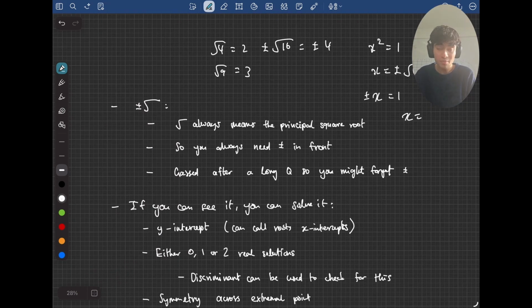And the third bullet point here basically just means you might be very exhausted after a long algebraic manipulation and might just forget to include the plus or minus sign. Now, you might think, okay, there's no way I'm going to forget that, right? But trust me, under exam pressure, I've seen many people do many things.